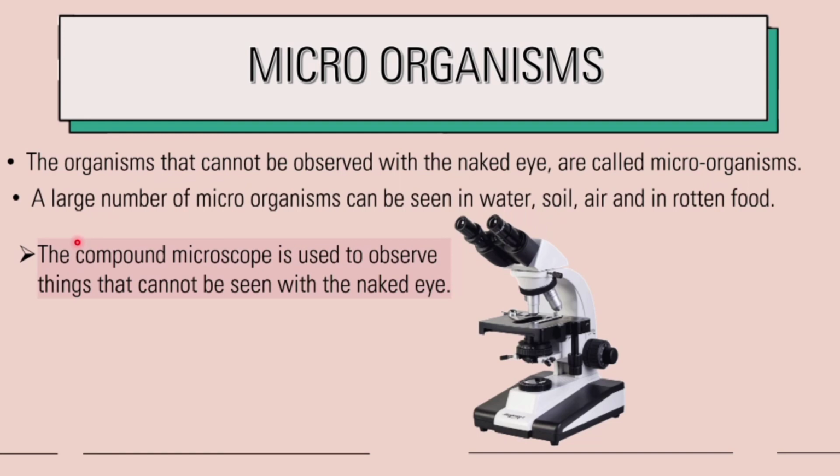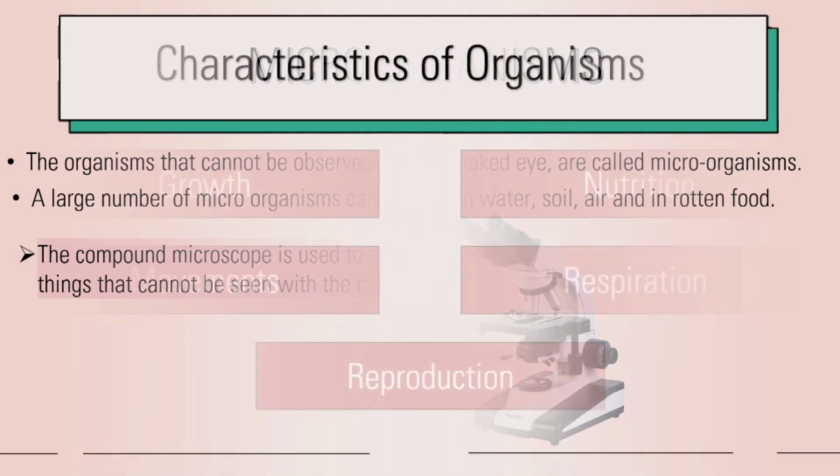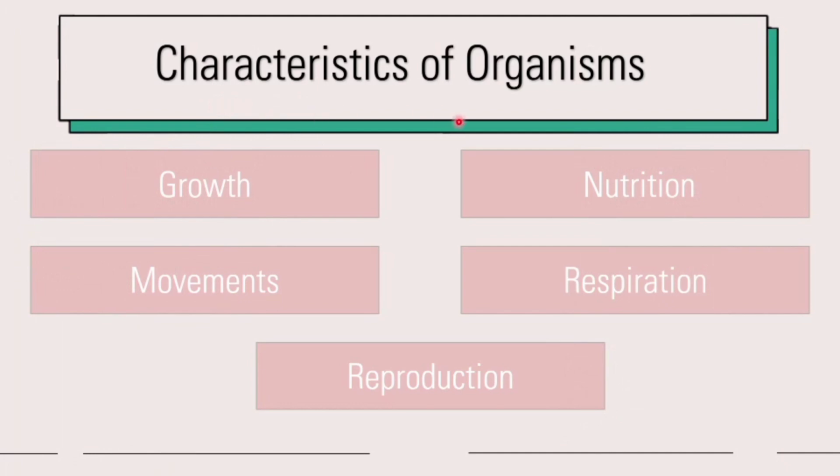Okay, my dear brothers and sisters, now tell me what is the instrument that is used to observe microorganisms? Yes, that is the microscope, the compound microscope. But some microorganisms like viruses cannot be observed through the compound microscope. So we use the electron microscope to observe some microorganisms such as viruses. And the viruses are the smallest group of microorganisms. Now let's learn about characteristics of organisms.